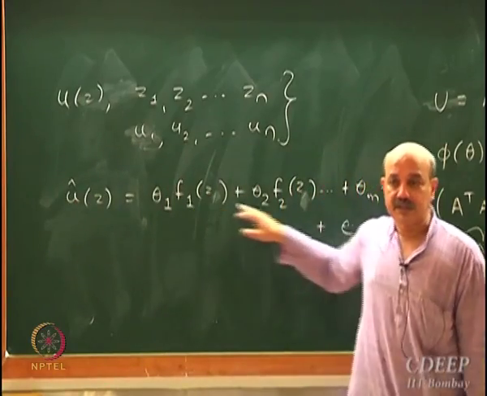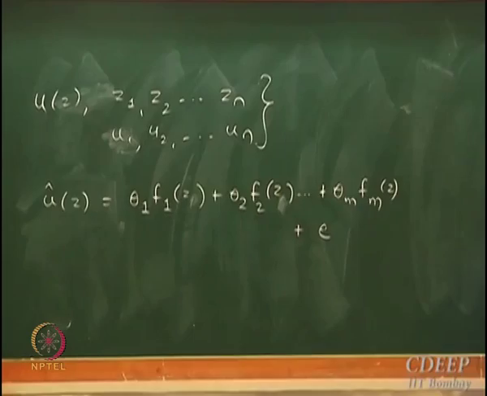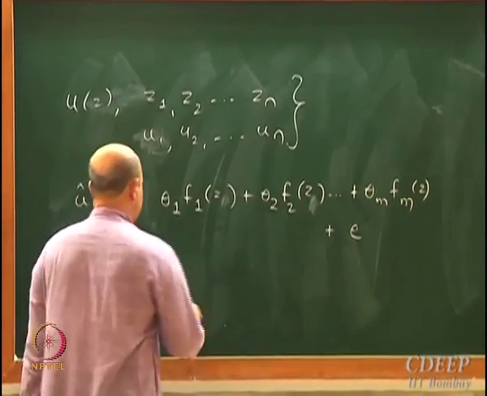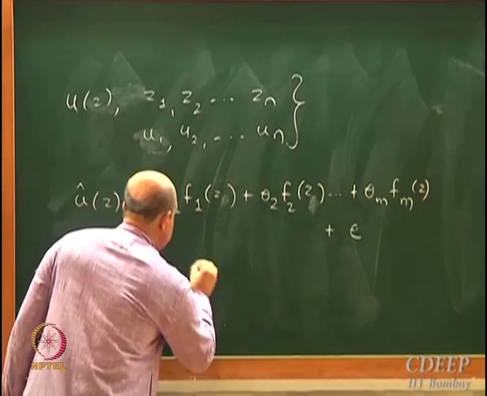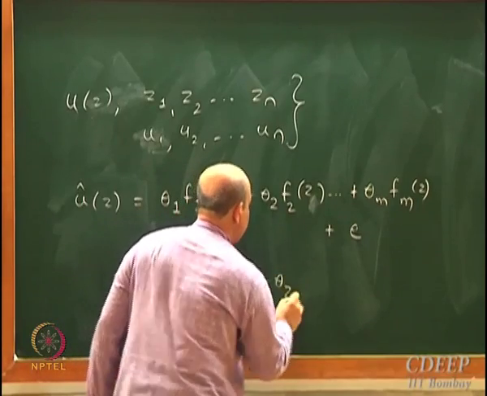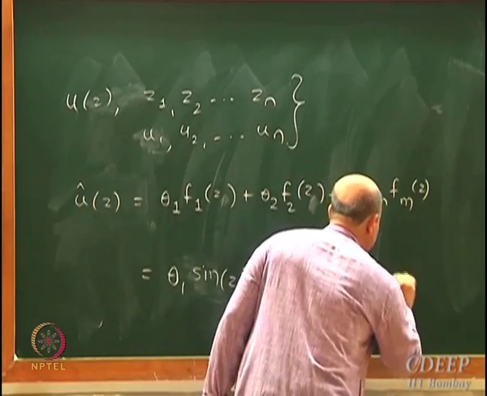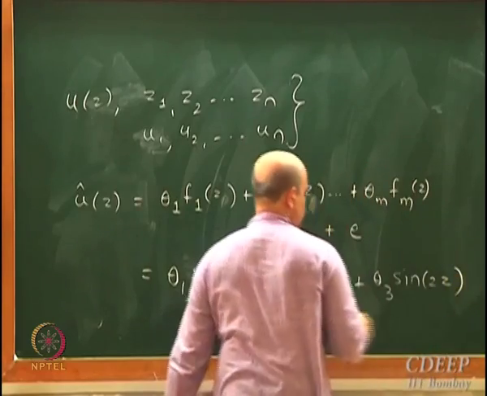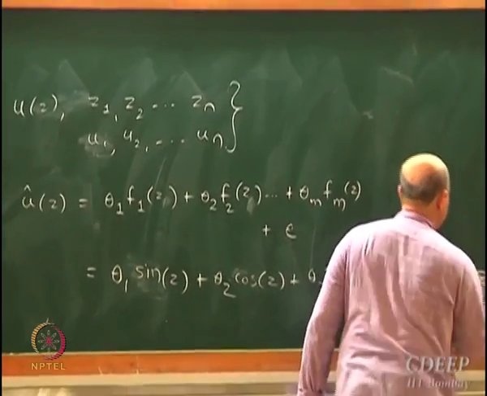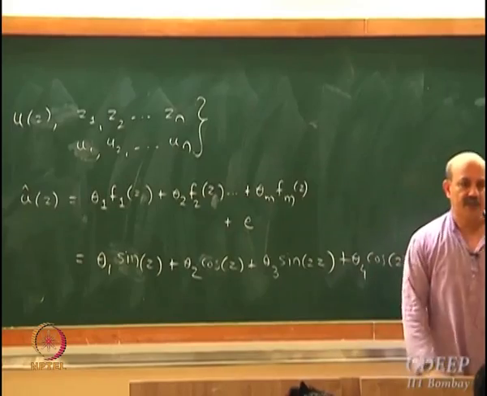because I have chosen these functions, and I can evaluate them at a particular point. So instead of being abstract, let me put it in a concrete form. Say theta 1 times sine z plus theta 2 cos z plus theta 3 sine 2z plus theta 4 cos 2z plus error. Let's say this is my approximation function.